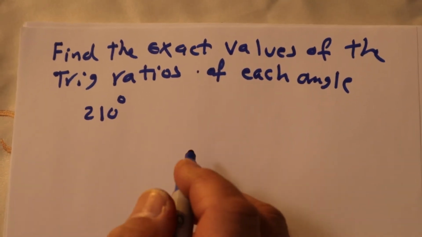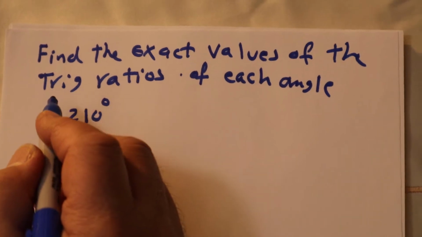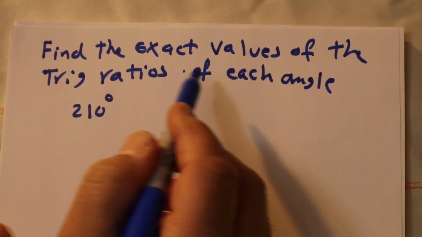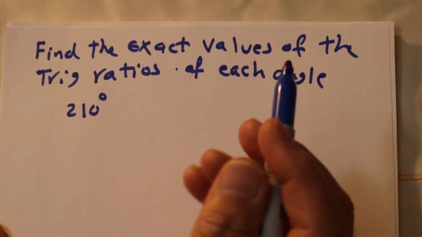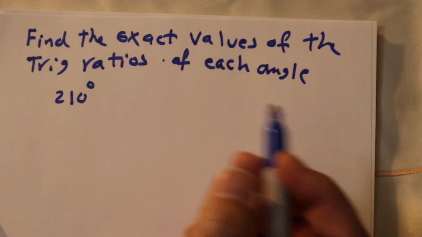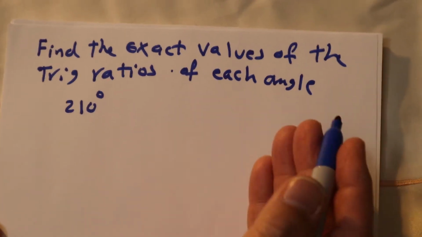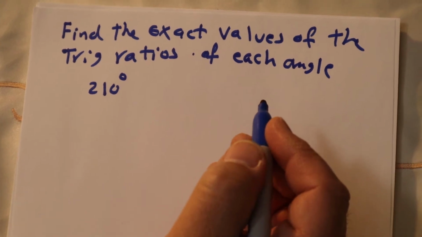Hey, pre-calculus class, trigonometry. I love this subject, by the way. Given question, find the exact values of the trig ratios of each angle. Trig ratios, as you know, essentially sine, cosine, and tangent. Forget about cosecant, secant, and cotangent now. Let's do sine, cosine, and tangent.